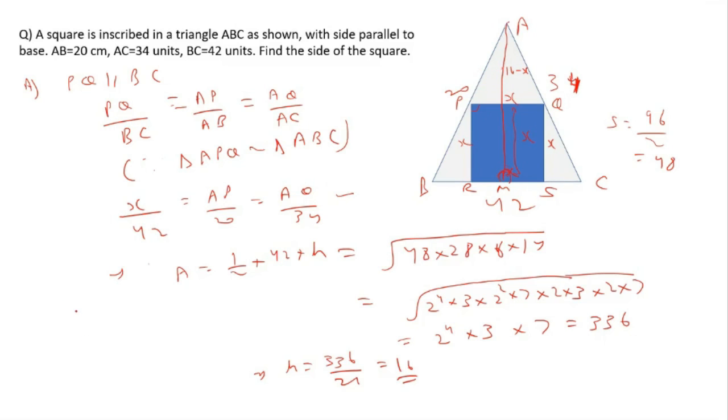So I can say that x by 42, the ratio of the sides, will be the same as the ratio of heights. So PQ by BC, which is x by 42, will be the same as 16 minus x by the whole thing, which is 16, the whole height of the big triangle. So this is 16x equals 42 into 16, which is 672, minus 42x. So x will be equal to 672 by 58. This is the side of the square. You can reduce it further, obviously, but 672 by 58 is the value of x, the side of the square.